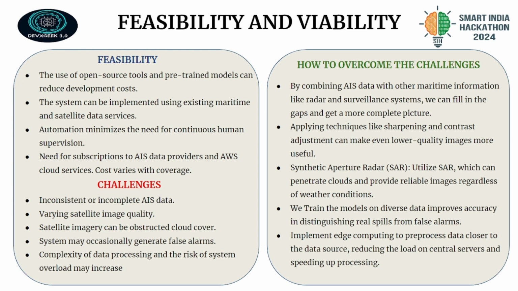How to overcome these challenges is by combining AIS with maritime information like radar. We can address the first challenge, that is inconsistent or incomplete AIS data. We can fill the gaps and get a clearer picture of what's happening. And applying techniques like sharpening and contrast adjustments, we can make even the lower quality images more useful. So that tackles the problem of varying satellite image quality.